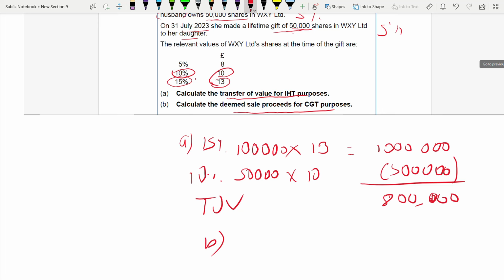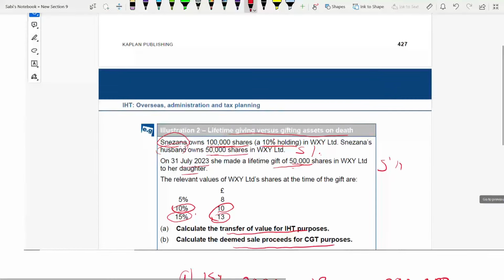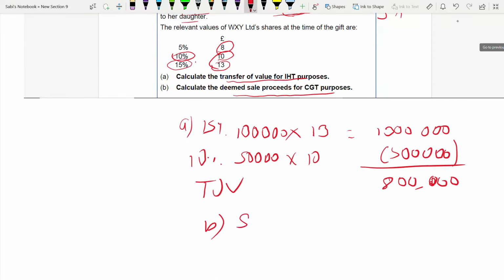For B, it is the gift of the 5% shareholding that has been made. So what is the value of the gift of a 5% shareholding? The price is 8 into 50,000 shares. So 50,000 into 8 is 400,000. For CGT purposes, it's 400,000.